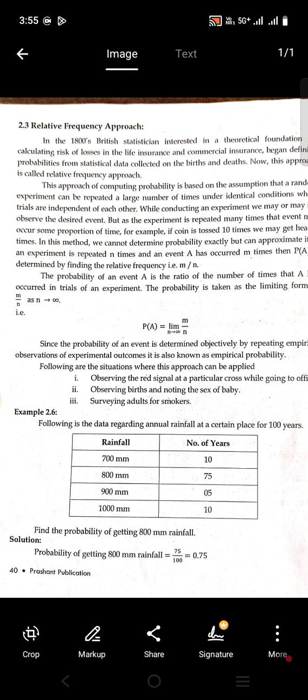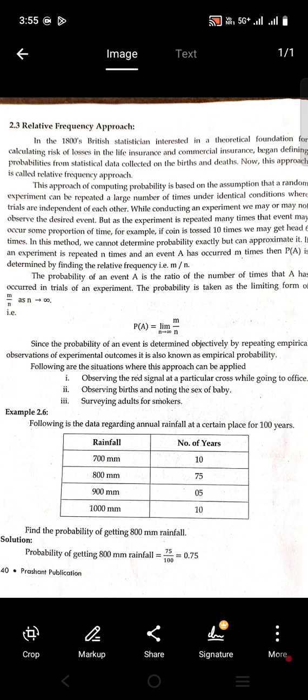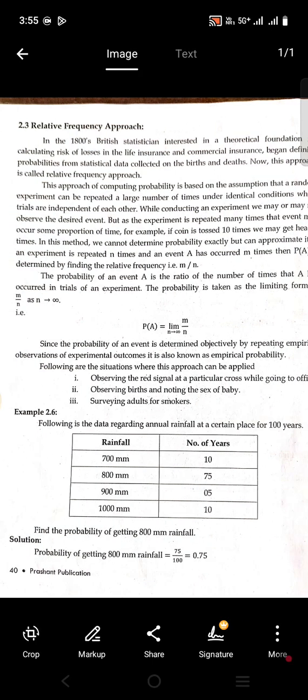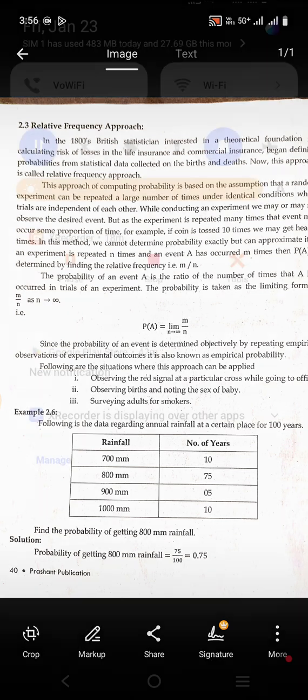Solution: the probability of getting 800 mm rainfall is the relative frequency probability, that is m by n, where m is the favorable event and n is the total sample space. We are given data for a certain place for 100 years, so here n is 100 and m, the favorable event of 800 mm, is 75. That is 75 divided by 100 equals 0.75. So the relative frequency is 0.75.